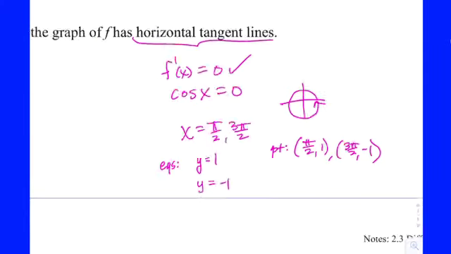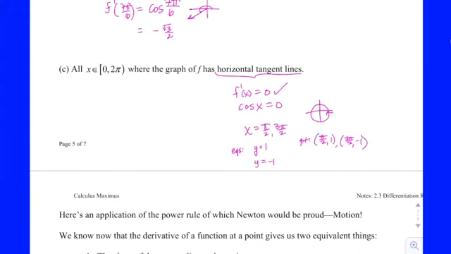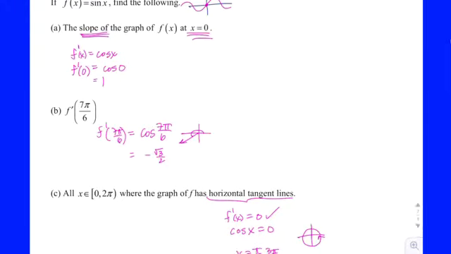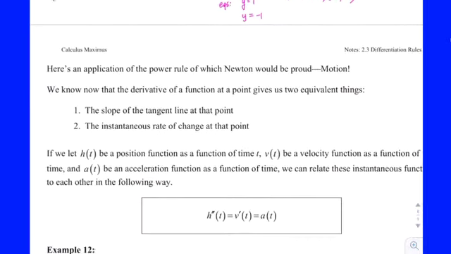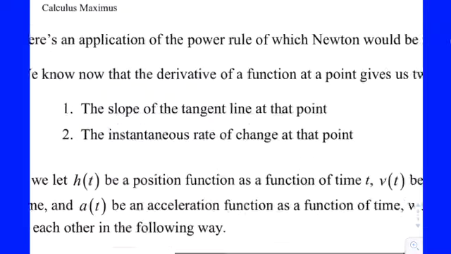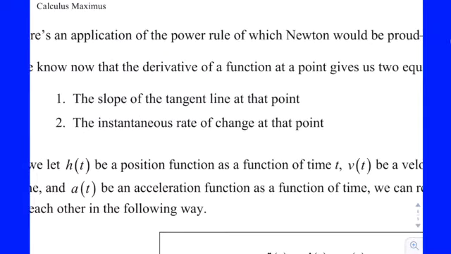All right. Sweet. So now we know those rules. Pretty good. And we always know the unit circle. So here's an application of the power rule of which Newton would be proud. Motion. Okay. So we know that the derivative of a function at a point gives us two equivalent things. The slope of the tangent line at that point, that's the Leibnizian perspective. And then the instantaneous rate of change at that point in time or that instant, that's the Newtonian perspective.